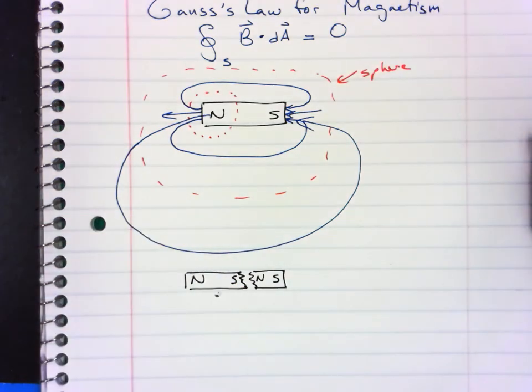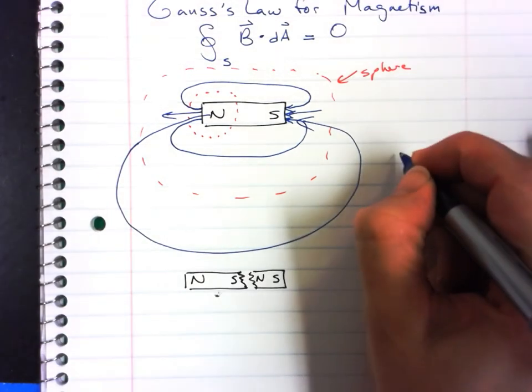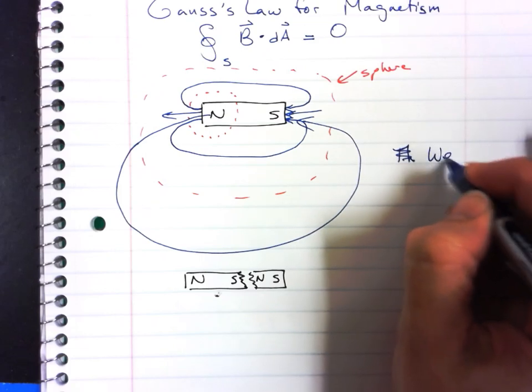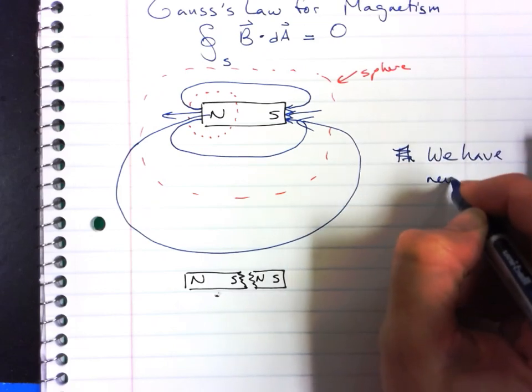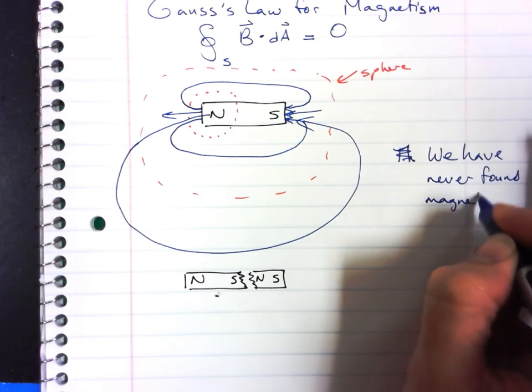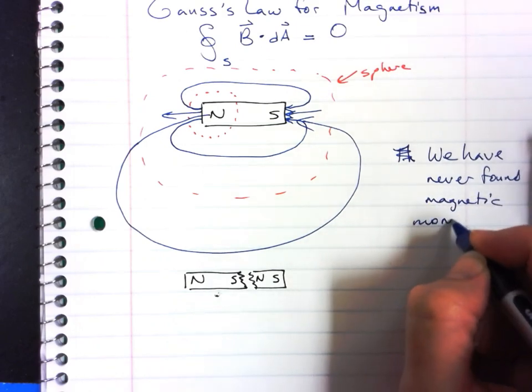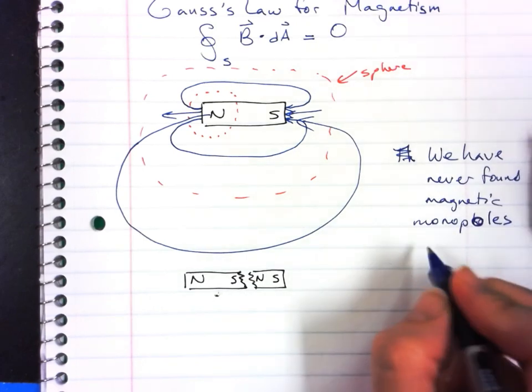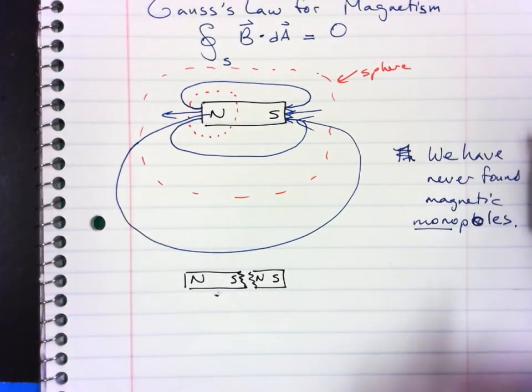The correct language for this is that we have never found magnetic monopoles. Mono means one. We have never found just a north isolated or just a south isolated.